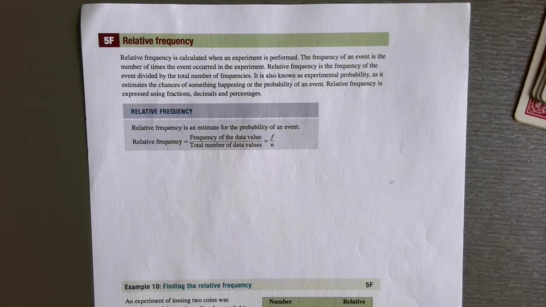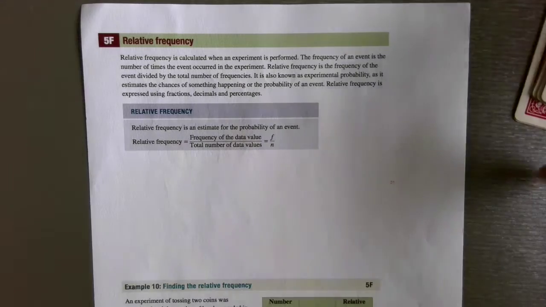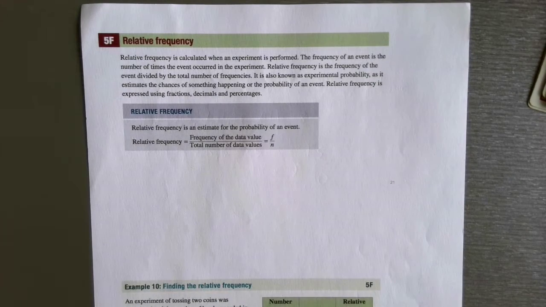Hi guys, so this lesson is on relative frequency. Now, relative frequency is calculated when an experiment is performed. So how we can work out the relative frequency is we need to get the results of the actual experiment or the event happening. Relative frequency isn't based on what should happen, but what actually does happen.